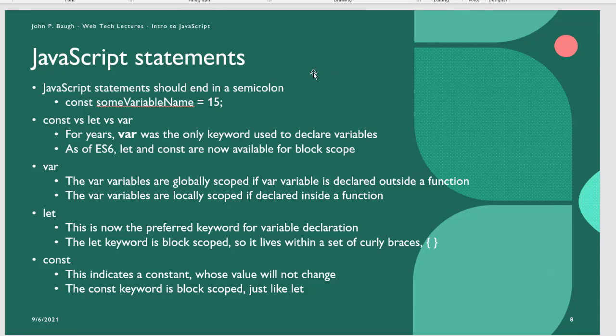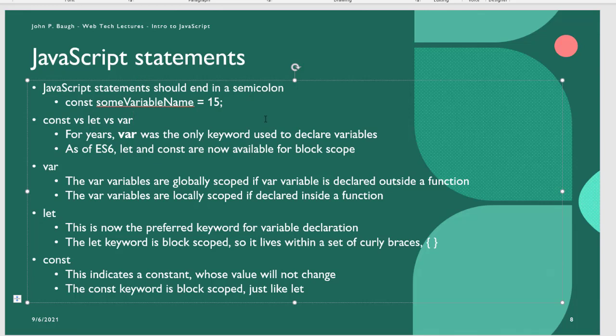Some statements you should be familiar with. JavaScript statements should end with a semicolon, and they look like this. So a const and then some variable name equals 15. That would be a constant numeric value, specifically an integer. You have const versus let versus var.